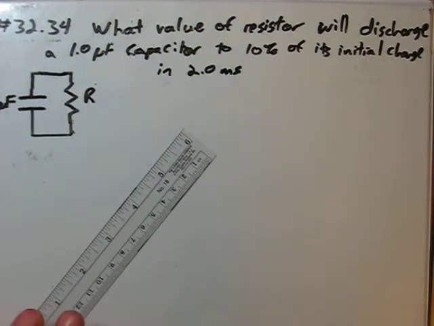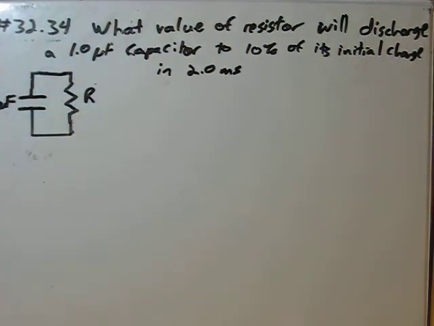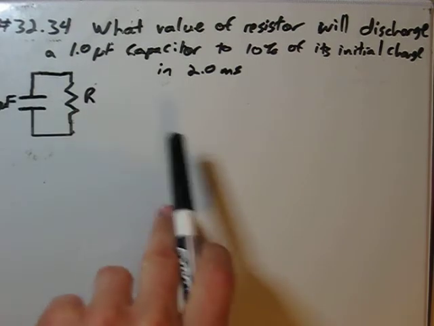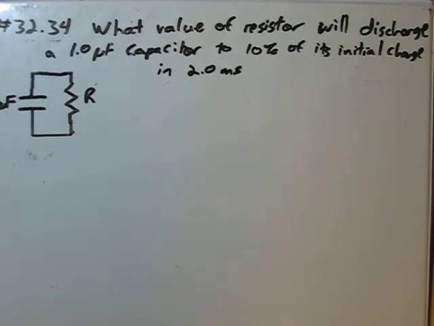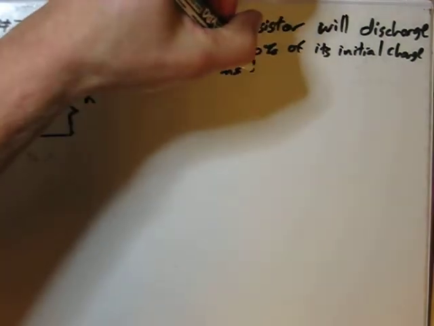Alright, we're doing problem number 34 of chapter 32 of Physics for Scientists and Engineers, second edition by Randall D. Knight. And the question states: what value of resistor will discharge a 1 microfarad capacitor to 10% of its initial charge in 2.0 milliseconds?